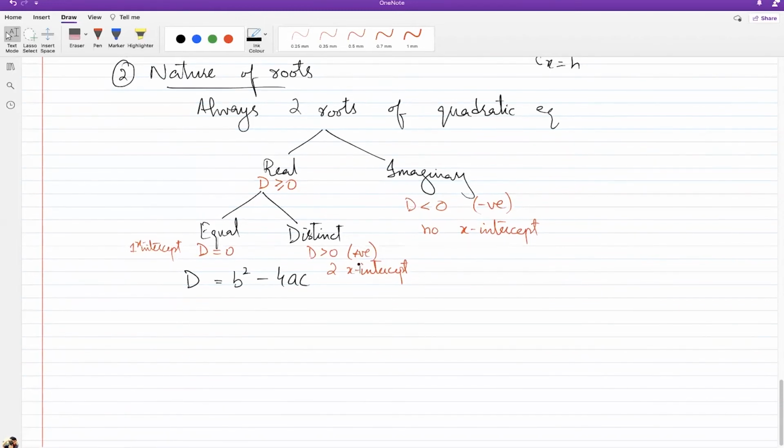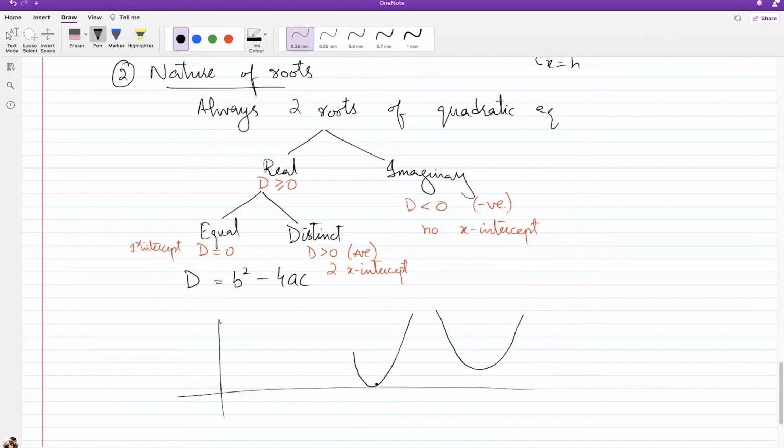What does that imply? That implies that your graph can be of 3 different types. Your graph cannot touch the x-axis. Your graph can have a vertex on the x-axis, which means it will touch it and go away, and your graph will cut the x-axis at 2 points.